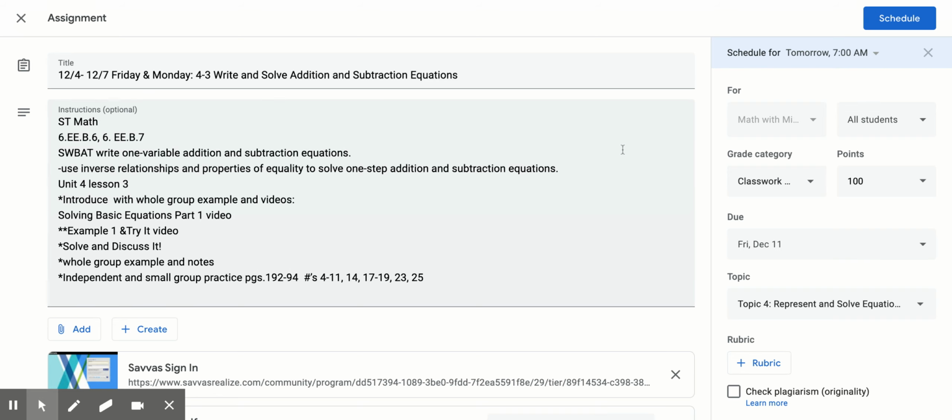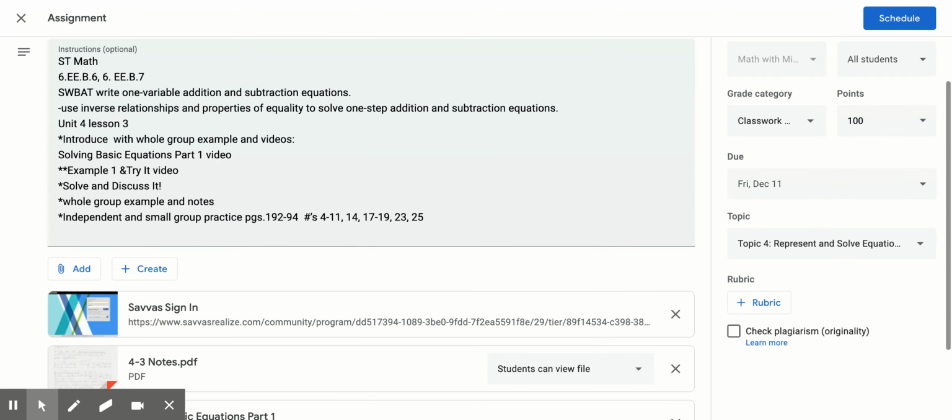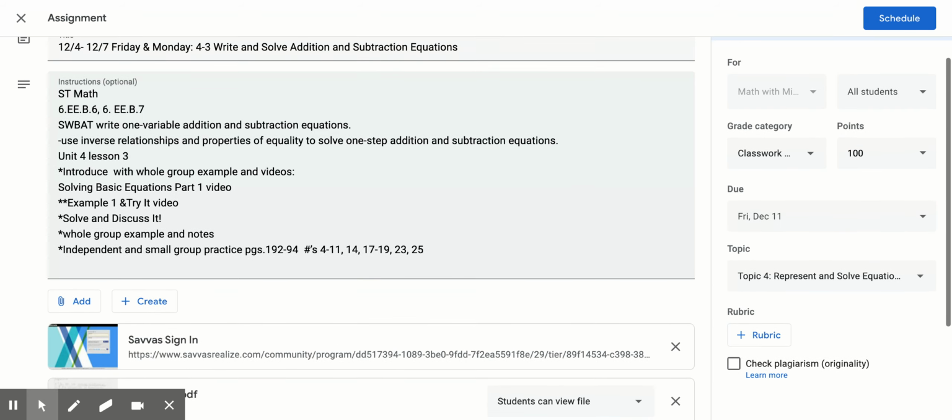Hey everyone, so I just wanted to review what you will be doing for lesson 3, which involves writing and solving addition and subtraction equations. So your goals will be to write one variable addition and subtraction equations and use inverse relationships and properties of equality to solve one-step addition and subtraction equations.